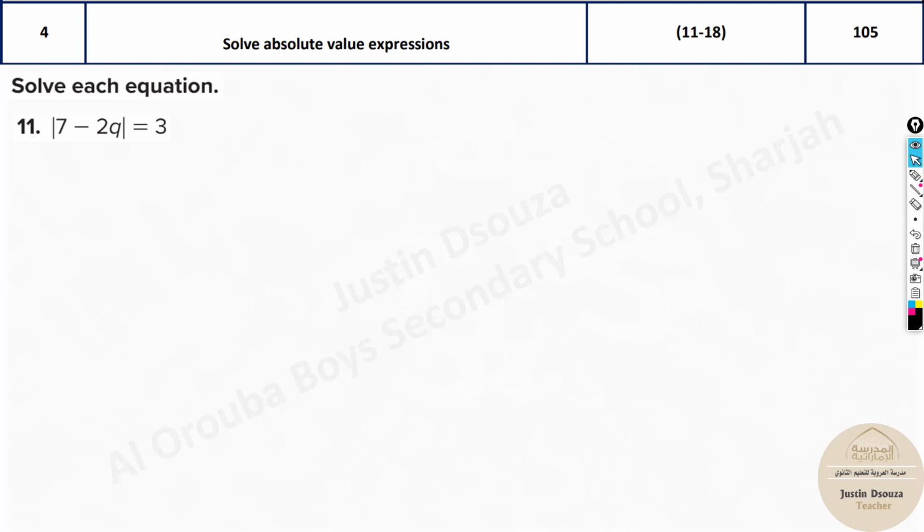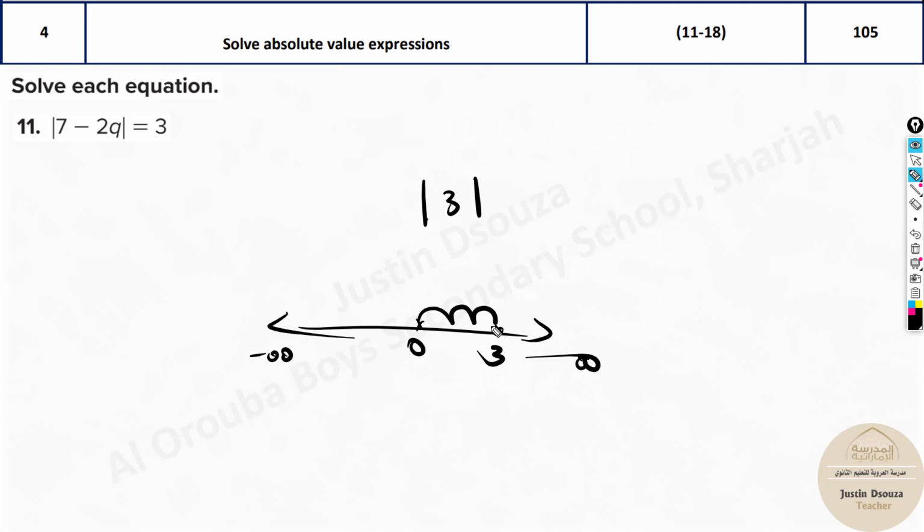Before solving this, let's understand what absolute value is. Absolute value is basically the distance. If I have, say, absolute value of 3, it tells us the distance from 0 on the number line. The number line is something like this: 0, it goes until infinity and to minus infinity, right? From 0 to 3, what is the distance? It's 3 units, right? That's the answer.